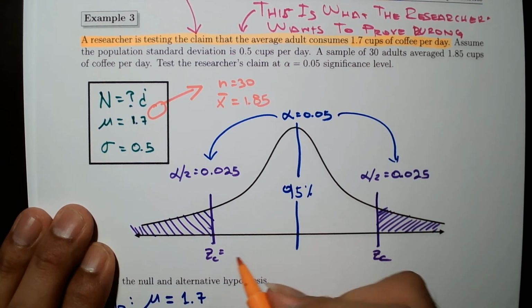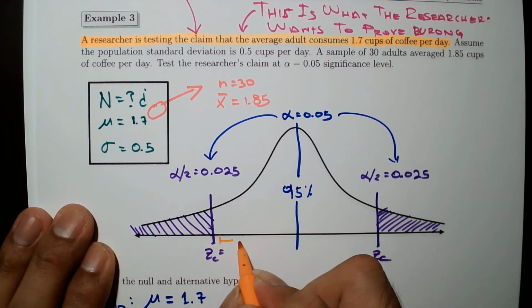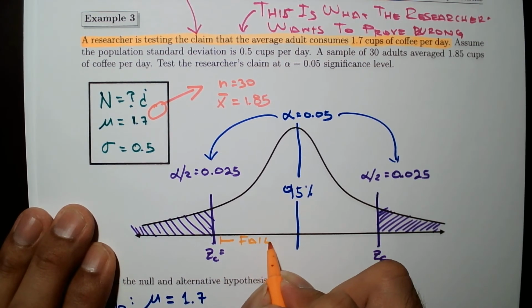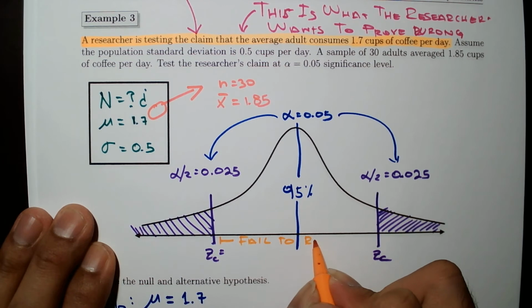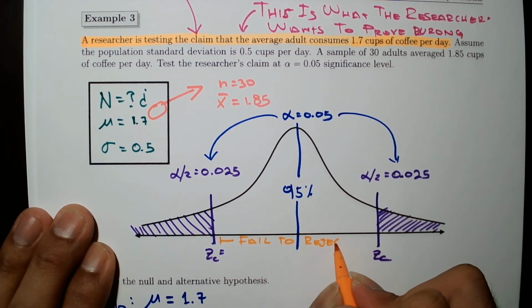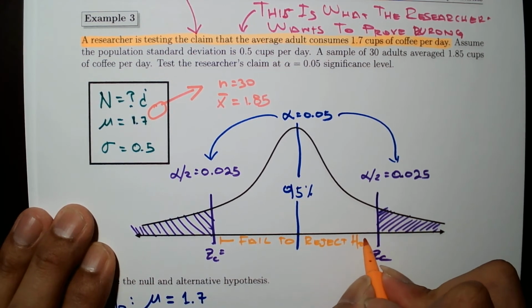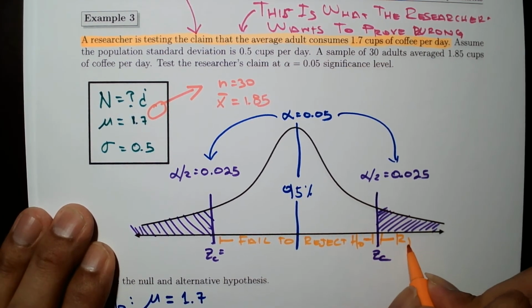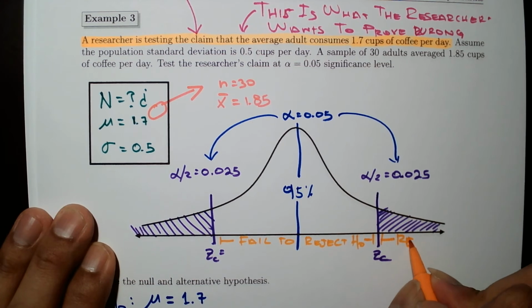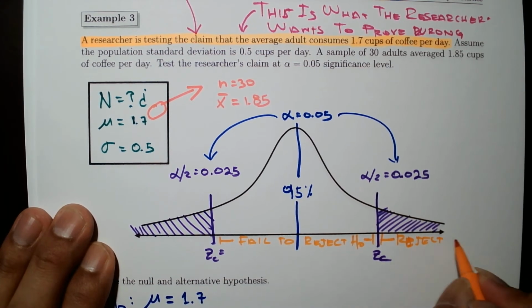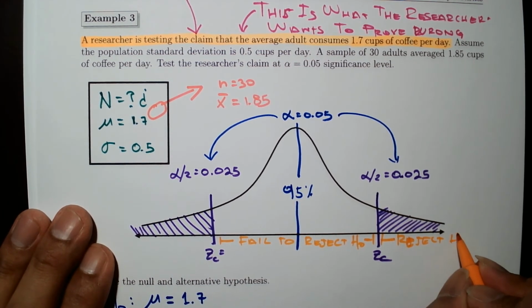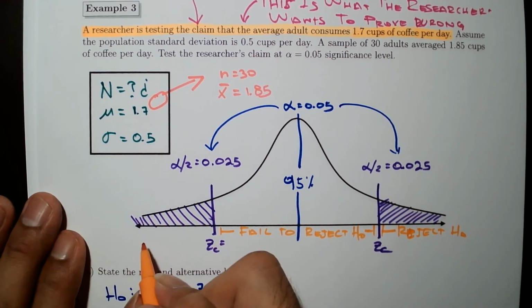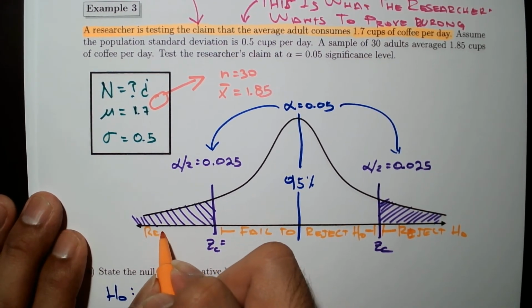Anything that falls within this region, you know the drill: fail to reject the null hypothesis. Otherwise, reject the null hypothesis if we fall within the shaded region.